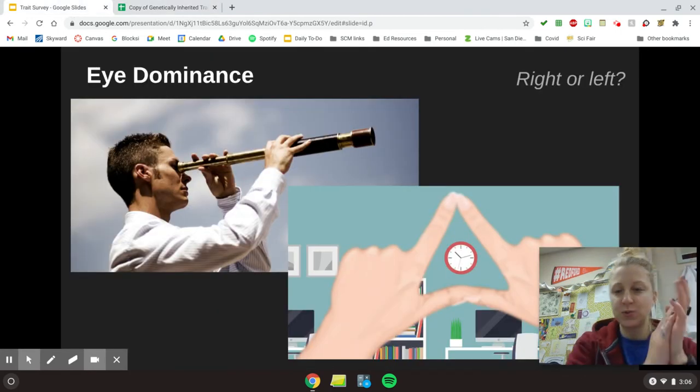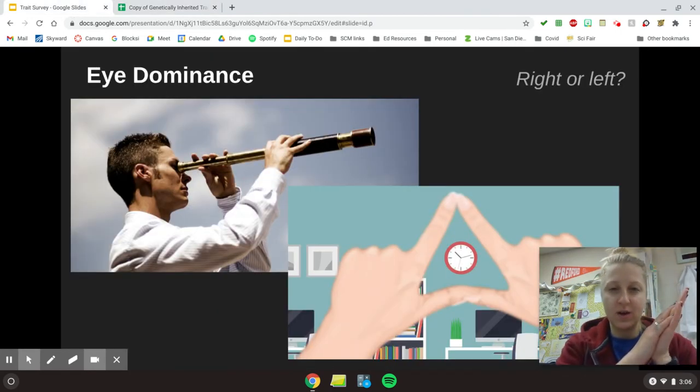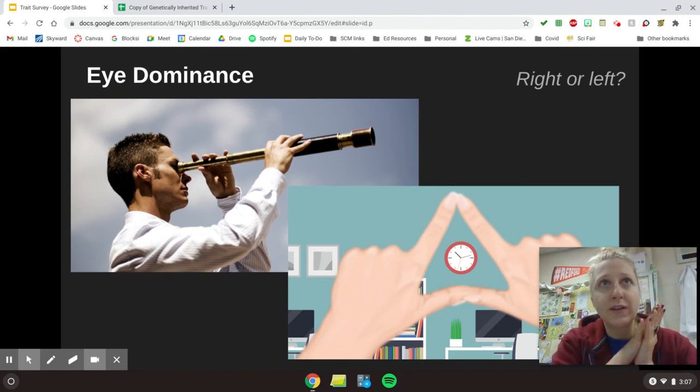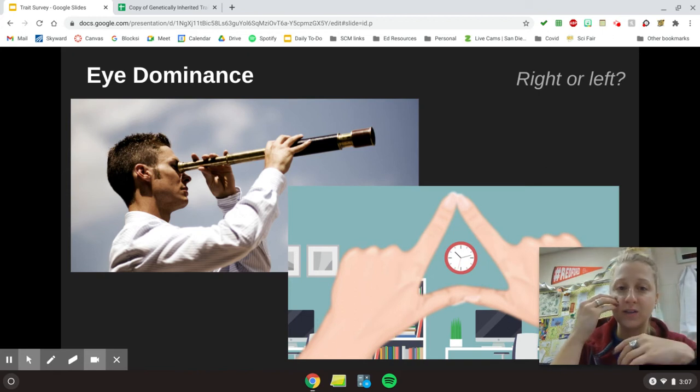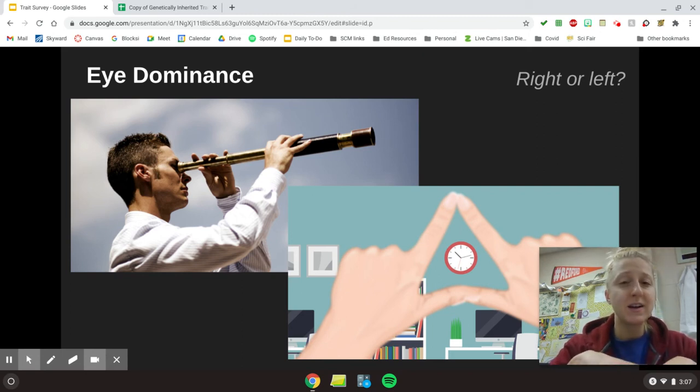Okay, next one is eye dominance. This is another one that can be a little bit tricky. So there's a couple of tests that we need to perform here. Now, first off, if you're someone who has glasses and maybe you have a prescription and one of your eyes is stronger than the other and you know that, that's cool, but that does not necessarily determine eye dominance. So we still need to do this test to figure out which eye is your dominant eye.